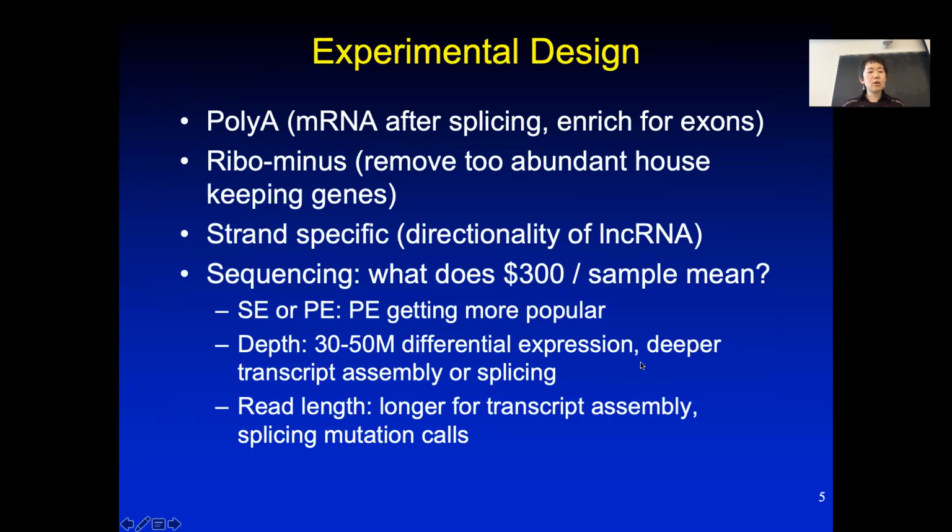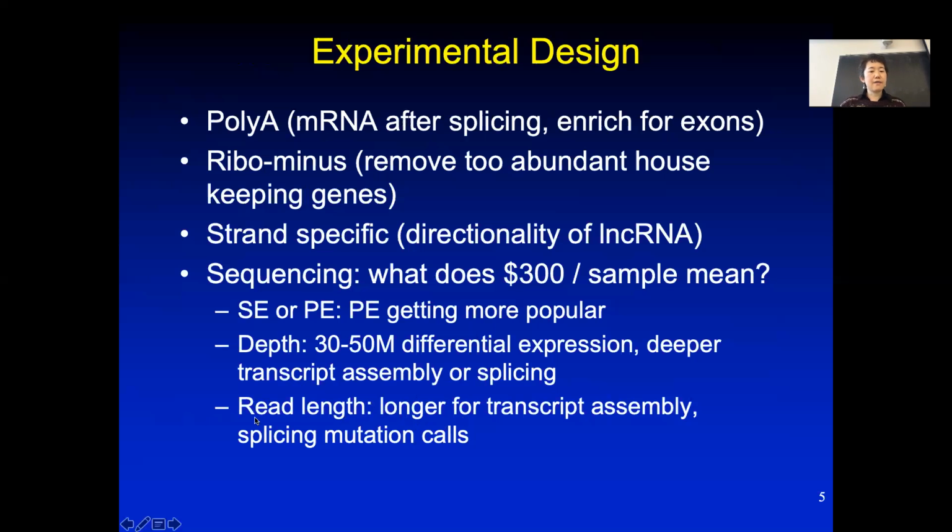However, if you want to look at, say, an alien genome where we don't even know its genes, it's a lot harder. There, for transcript assembly to figure out which genes are going to be transcribed and to look at splicing or alternative splicing, you probably want to go deeper, like 200 million reads.